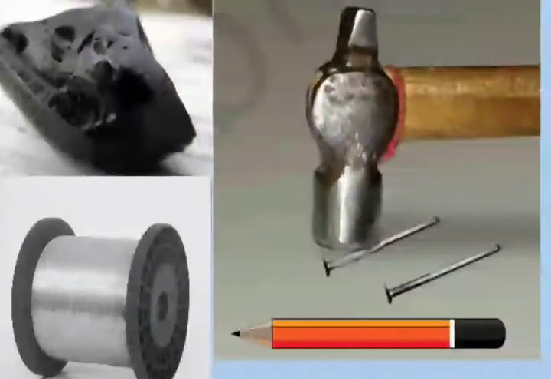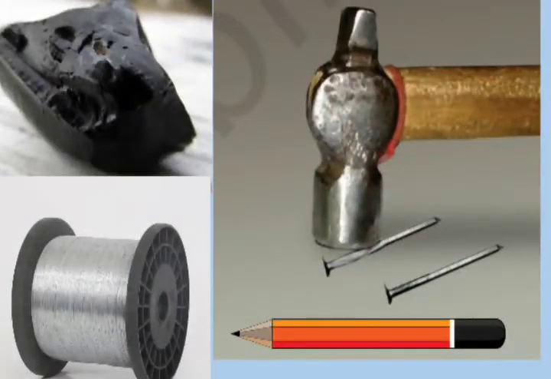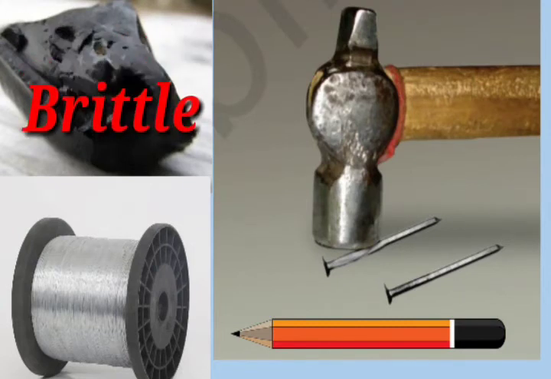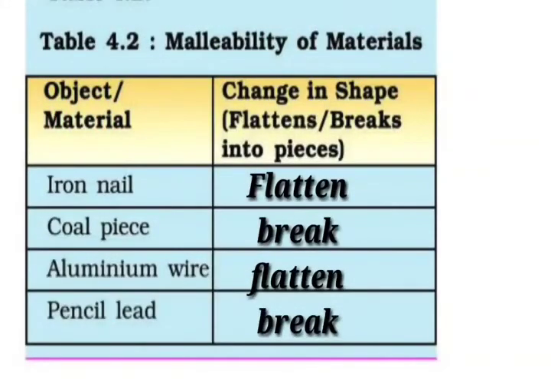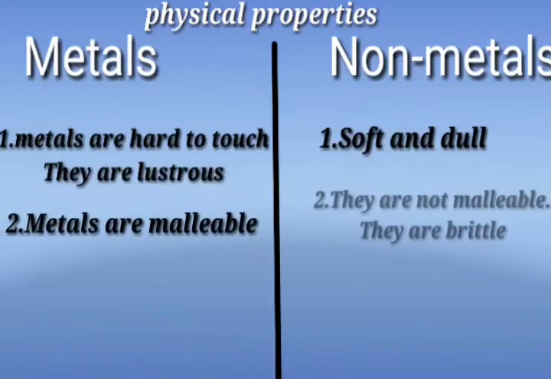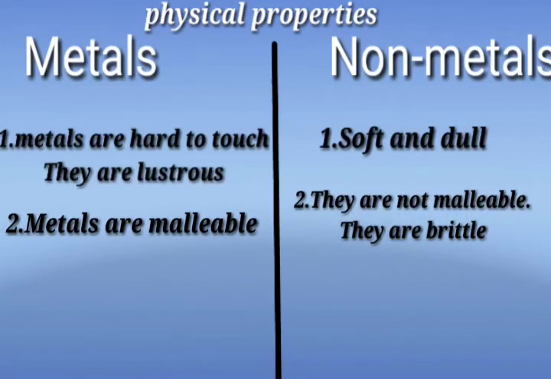So metals അടിച്ചു പരത്തിയിട്ട് നമുക്ക് എന്താക്കാൻ പറ്റും? ഷീറ്റ്സ് ആക്കി മാറ്റാൻ പറ്റും. Okay, and non-metals like coal and pencil, they are very soft. So by the time you hammer it, it will break down. They are brittle. So non-metals are brittle and metals are, yes, malleable. So iron nail can change the shape. So the second physical property, metals are malleable and the non-metals are non-malleable or they are brittle.